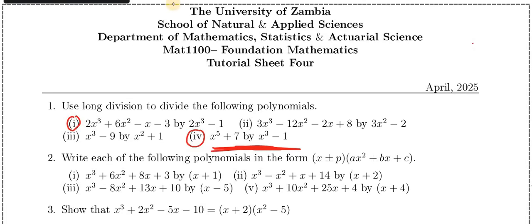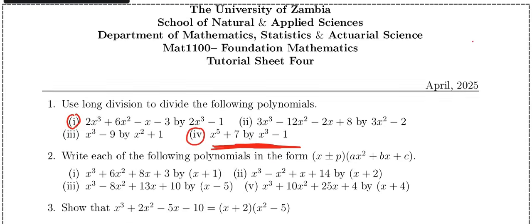Here we have no choice but to use long division because the divisors are not linear factors. If they are linear, you are at liberty to use either synthetic or long division, but here it's strictly long division. So that's your number 1.